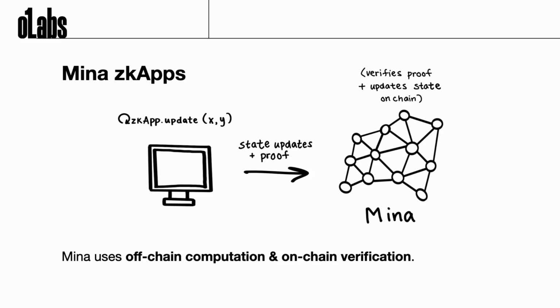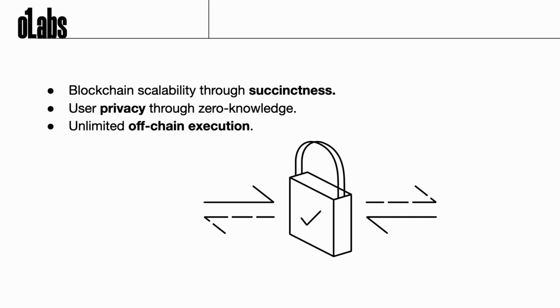Looking at Mina, it's the exact opposite. What we do is we compute off-chain. The user computes a proof off-chain in their browser, or maybe Node.js, and simply sends a small proof with a list of state updates to the Mina blockchain, and the Mina blockchain only verifies the proof. So that gives us a couple of very cool benefits. The blockchain stays scalable through succinctness. We achieve user privacy through zero-knowledge, and we have unlimited execution and off-chain computation that we can simply tap in on demand.